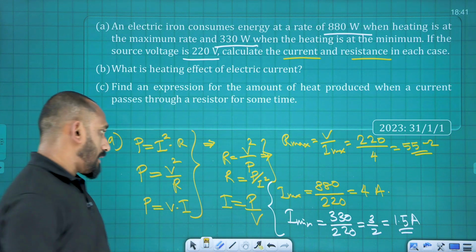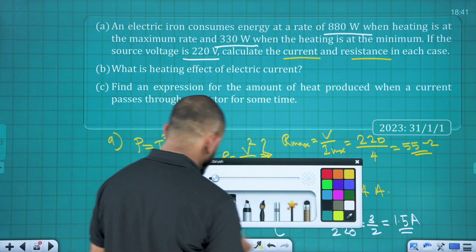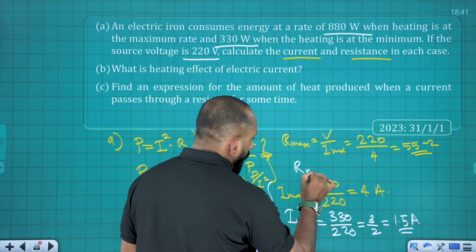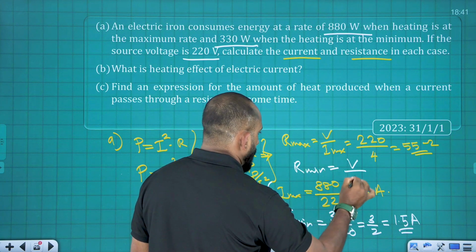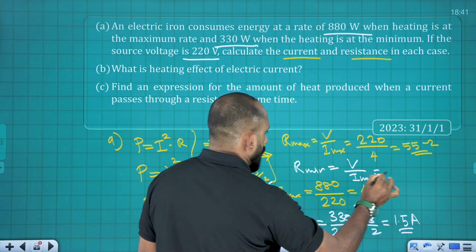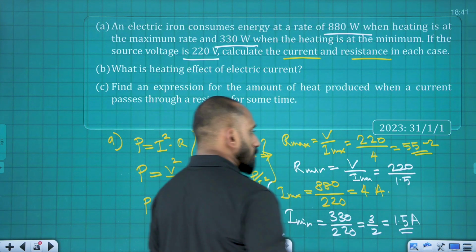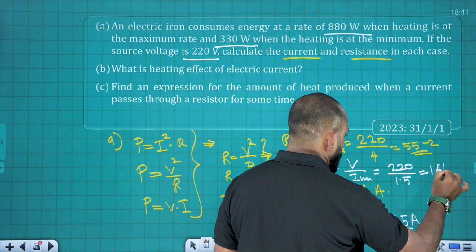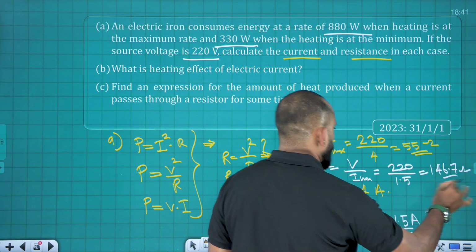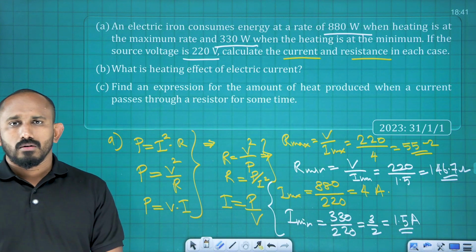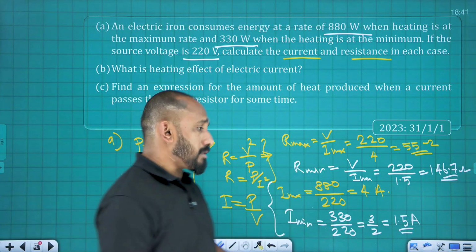Then R minimum, if you do it, R minimum is equal to V by I minimum. How much is it? 220 by 1.5. That's almost equal to 146.7 ohm. These are the values of maximum and minimum.